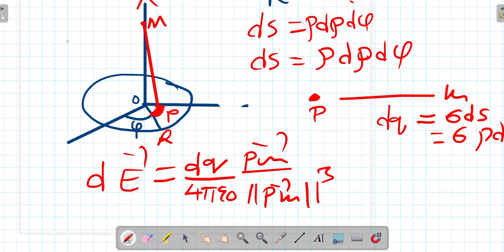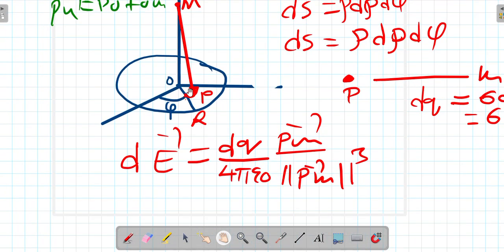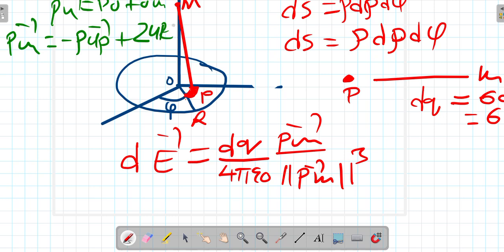So PM will be PO plus OM. Now this is in the direction of rho, the radius. So PM is equal to negative rho, unit vector in the direction of rho. Rho is what represents the radius. Then plus OM. You don't know the magnitude, so just z in the direction of the unit vector z.